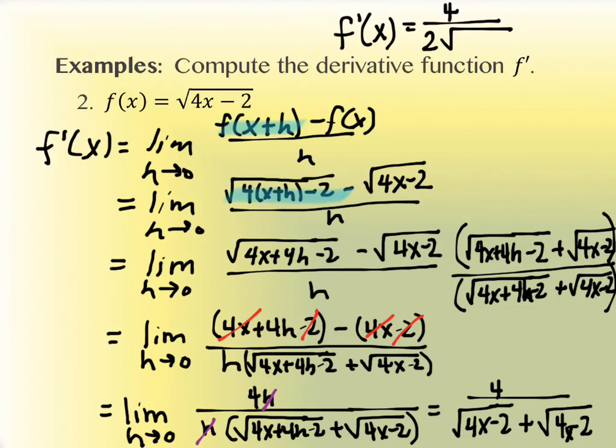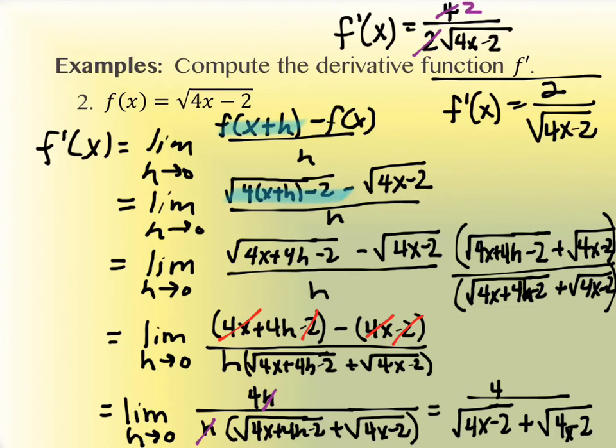All right, so right now at the very top of my screen, I've got 4 over 2 square root of 4x minus 2, and I can simplify the 2 and the 4, right? So this will give me a 2 on top. So my final answer, so to speak, is 2 over the square root of 4x minus 2. And we won't find a shorter way to do that until either Thursday or maybe even next Tuesday.